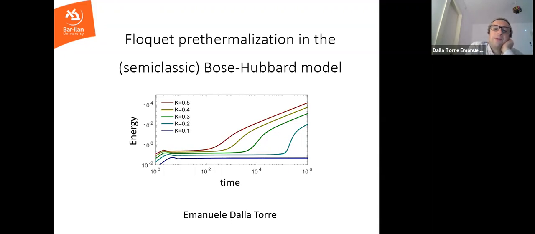So, if you come from condensed matter, you can think of it maybe as some material on which you are shining very strong light. You're probably familiar with such experiments. I'll review them in a moment. And we try to describe an effect that is known as prethermalization. I'm going to define what prethermalization means.